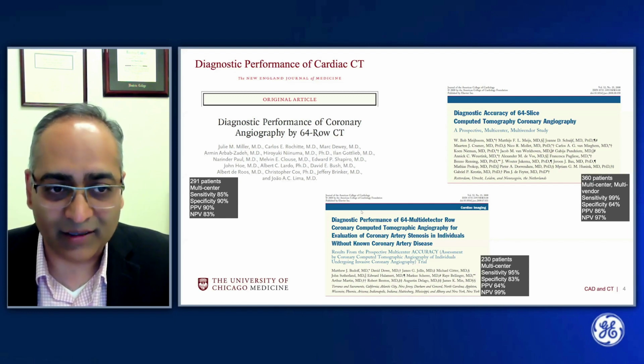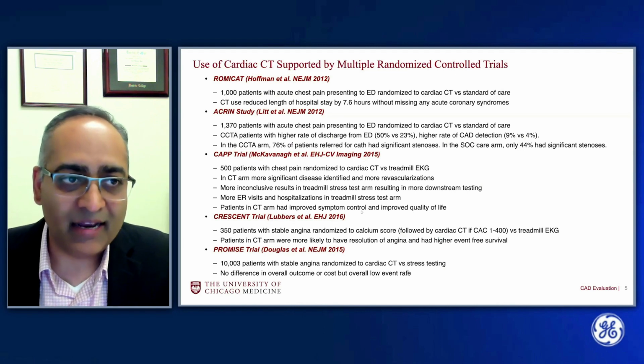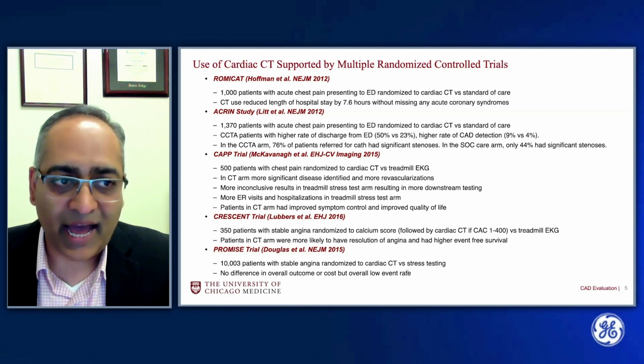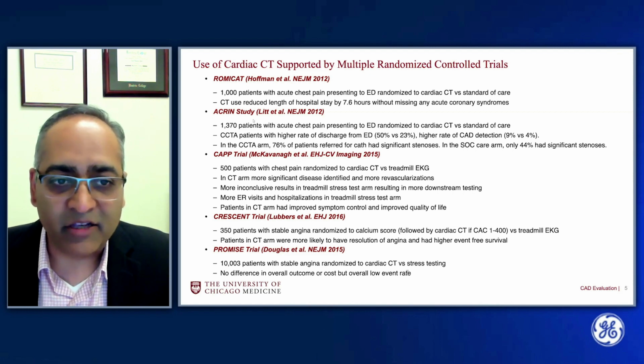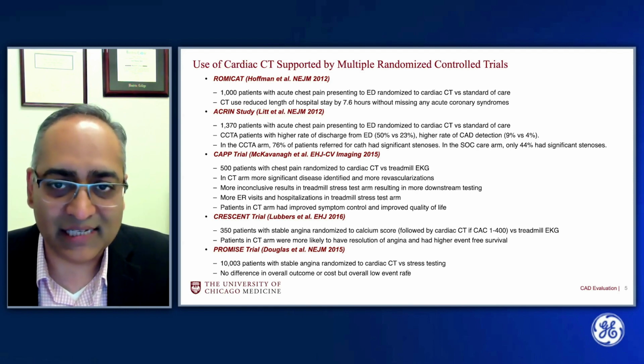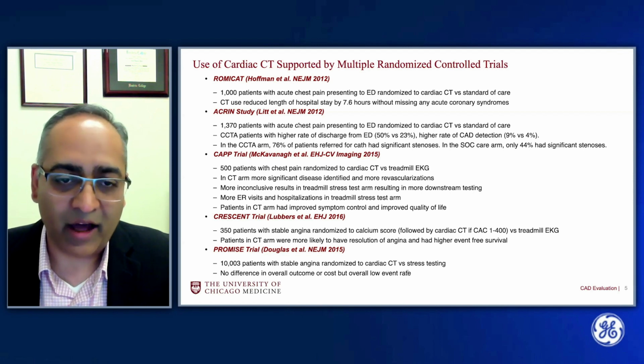There have been several randomized controlled trials studying the role of cardiac CT, and the first two here, ROMICAT and ACRIN, are trials focused on patients presenting with chest pain to the emergency room, and both studies show more efficient throughput of patients randomized to the CT arm when compared to standard of care, reductions in the amount or length of hospital stay, and additionally, all of this occurs without an increase in adverse cardiac events.